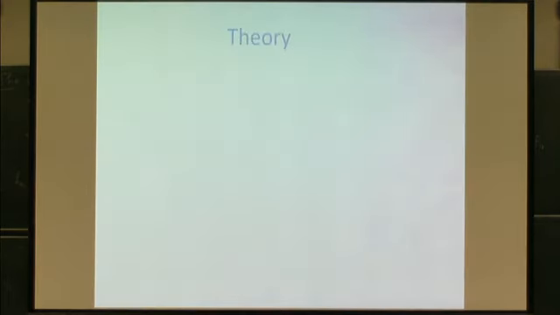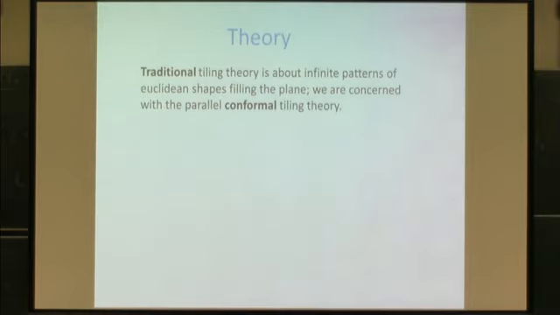And so a little about that traditional theory. It's about infinite patterns of Euclidean shapes. And here we're concerned with the parallel conformal situation. So there are a few traditional notions that are sort of keys to make things work. Traditionally, there are finitely many Euclidean shapes. Well, that's out the window. There are countably many different shapes, uncountably many if you consider all tilings of a given pattern.